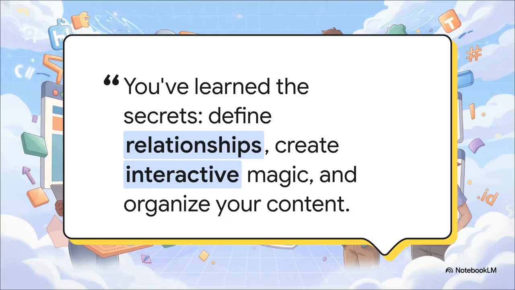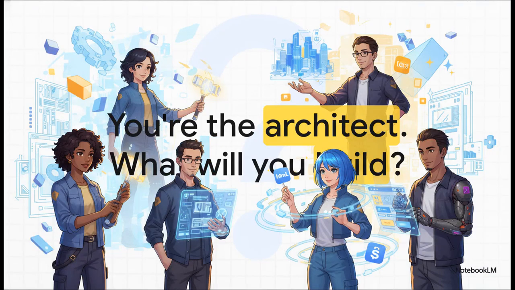And there you have it. Those are the 4 core superpowers of a CSS architect. You've learned the secrets to defining relationships with combinators, creating interactive magic with pseudo classes, perfecting the details with pseudo elements, and finally, organizing your content with pagination. These tools are the absolute foundation of modern web design. They give you the power to take a simple document and turn it into something beautiful, interactive, and easy to use. So now the only question left is, you're the architect. What are you going to build?